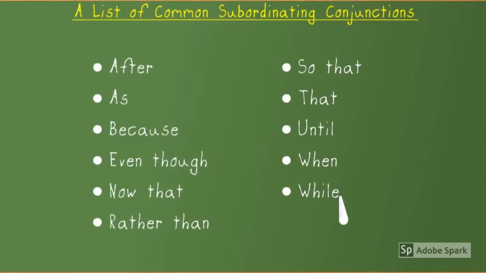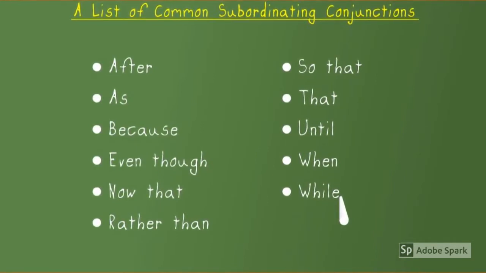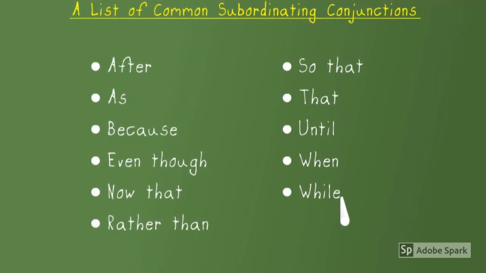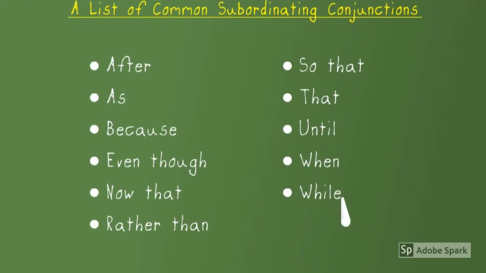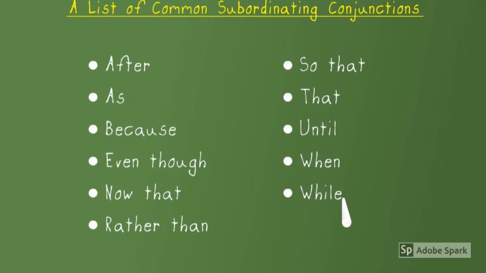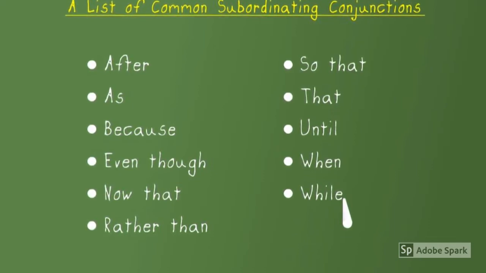Here is a list of some of the common subordinating conjunctions that can be used. After, so that, as, that, because, until, even though, when, now that, while, and rather than.